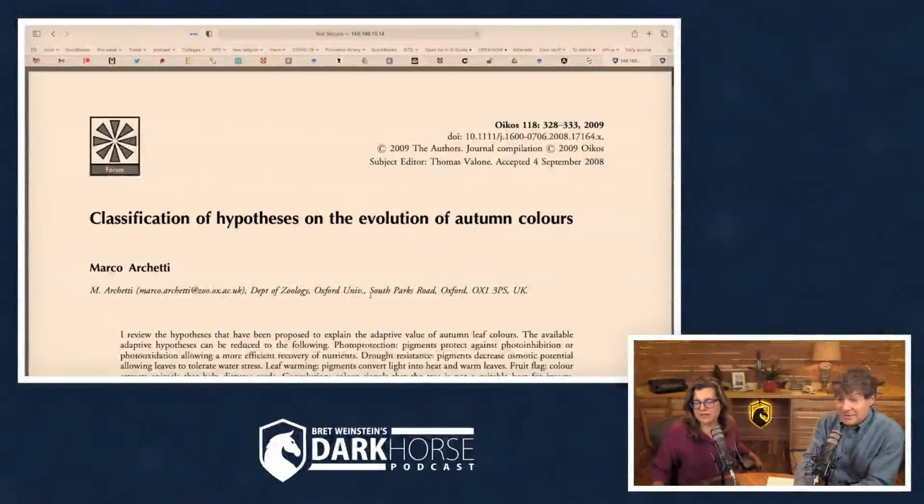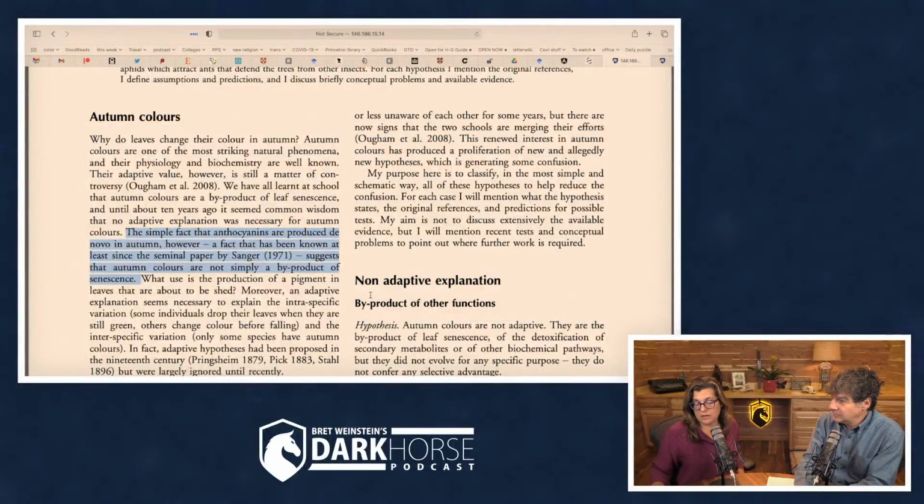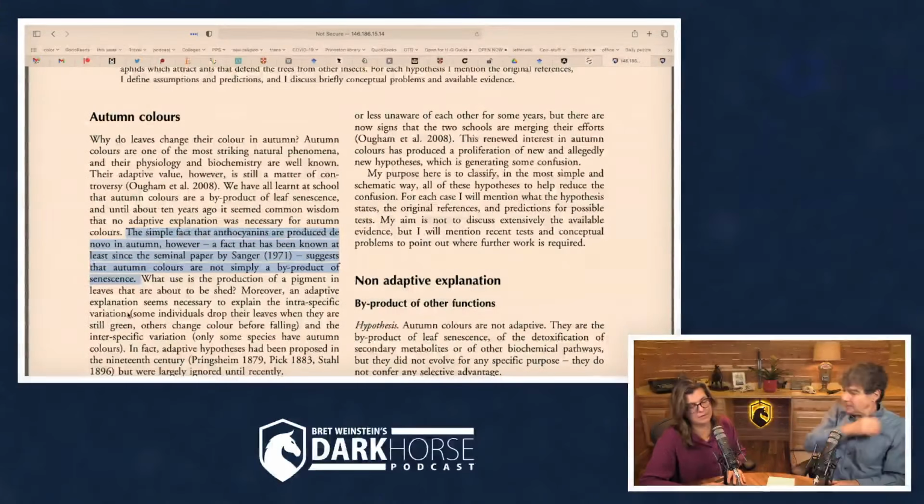There we go. So this is the same Archetti 2009 review, and the very beginning of the introduction has the point that you just made, Bret. The simple fact that anthocyanins are produced de novo in autumn, however, a fact that has been known at least since a seminal paper by Sanger in 1971, suggests that autumn colors are not simply a byproduct of senescence. That's amazing. And that once again makes a person wonder why the senescence hypothesis is still being taught in so many classrooms.